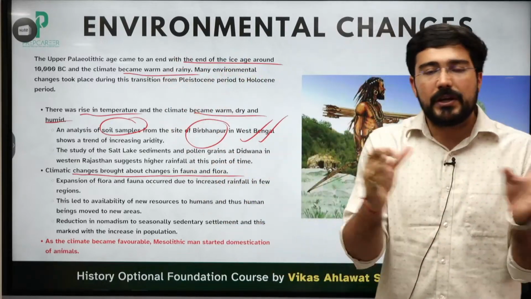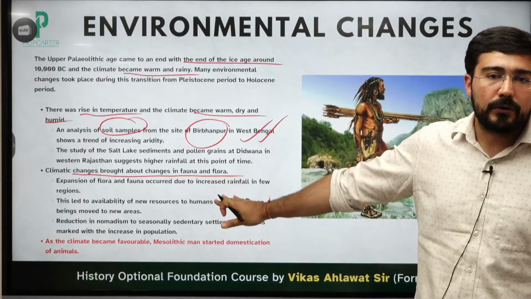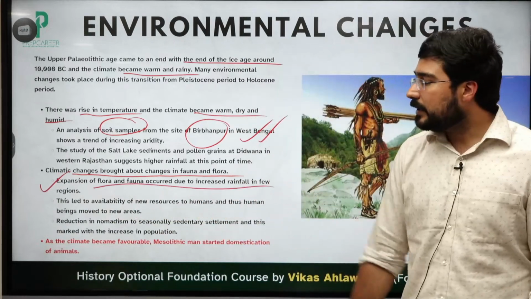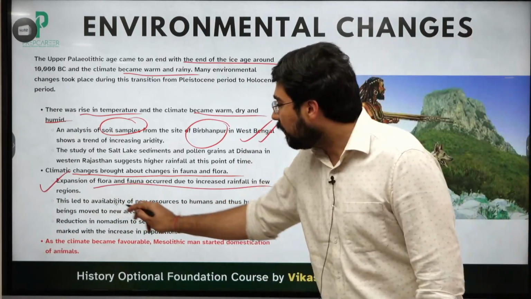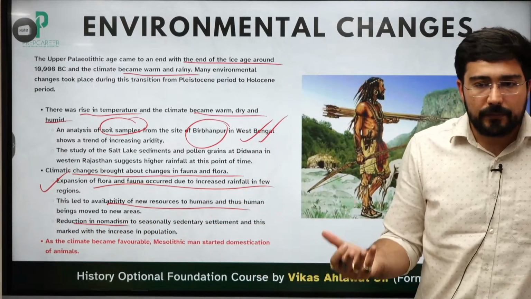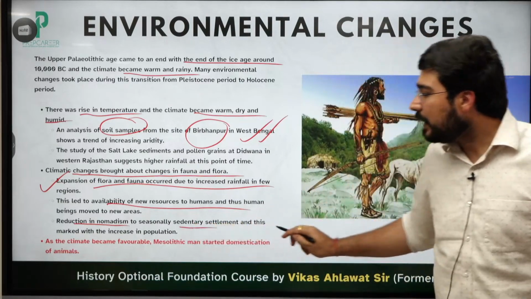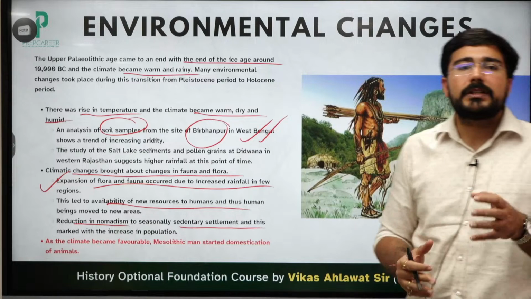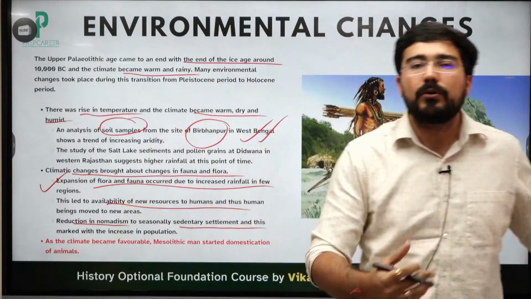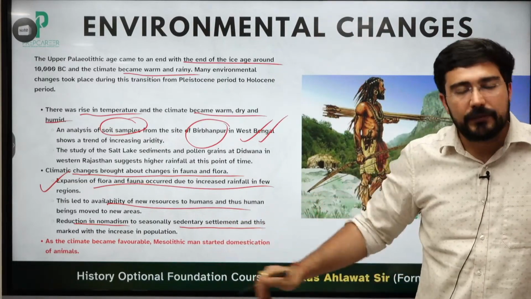So wherever we change the geographical setting, the environment is going to go up and down. The flora and fauna is also going to change along with it. That's why there was expansion of flora and fauna due to increased rainfall in a few areas, availability of new resources to humans, and reduction in nomadism, a bit less than before, moving to seasonally sedentary settlements. All of you know there are some tribal people who mostly during the summer season go to the upper heights, right? So they are seasonal nomadic, they go only in the season.